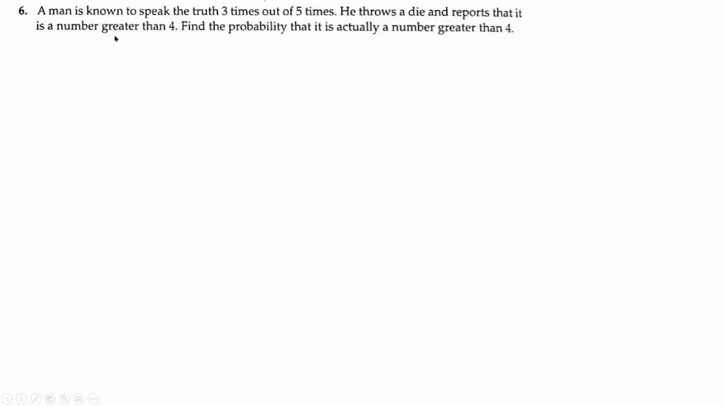Next question. A man is known to speak the truth 3 times out of 5 times. He throws a die and reports that it is a number greater than 4. Find the probability that it is actually a number greater than 4. So here it is given a man speaks truth 3 out of 5 times. He throws a die and says it is a number greater than 4. We need to find the probability that it is actually a number greater than 4. So this is the outcome and this is what has happened before.